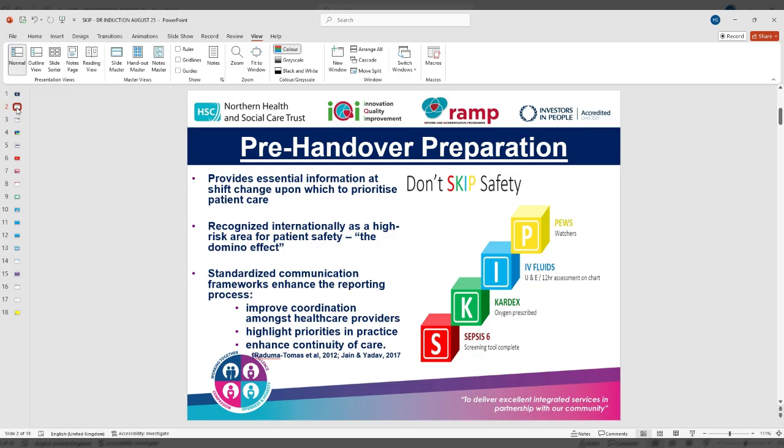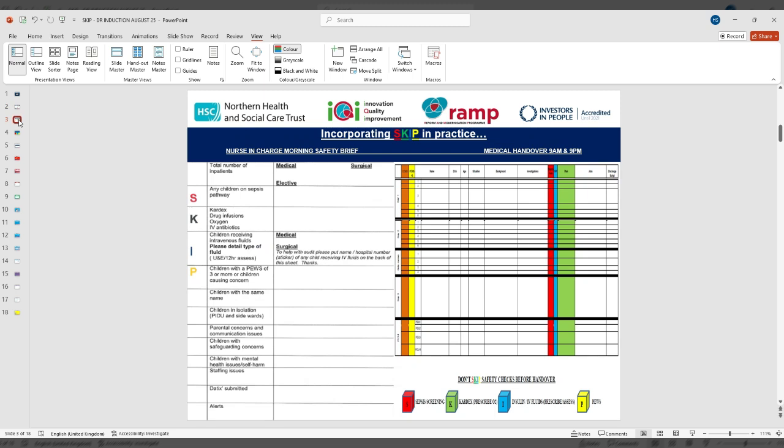In line with this, we developed the SKIP tool in order to address 4 key areas prior to our handover practices. This focuses on sepsis 6, medication prescription, IV fluid administration, and PEWS escalation. The SKIP tool has been incorporated within both nursing and medical handovers.